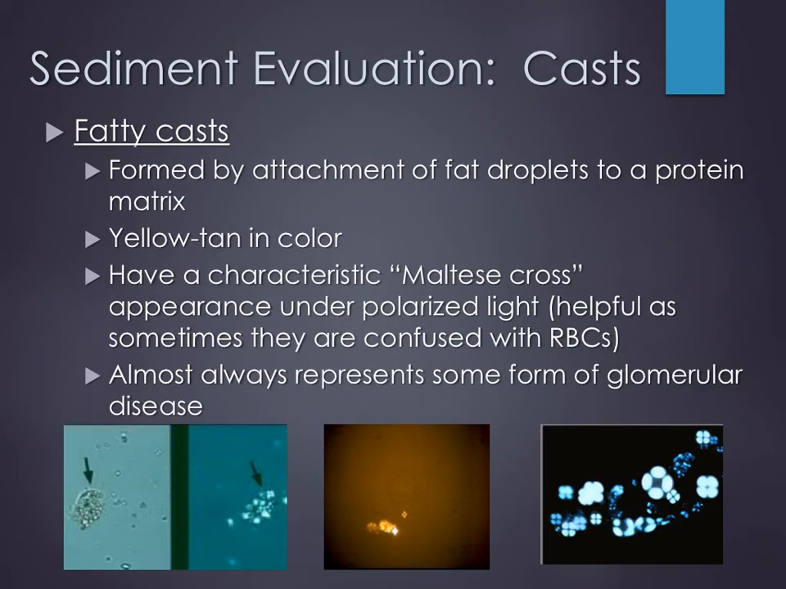The last casts that we're going to talk about are the fatty casts. These are formed by the attachment of fat droplets to the protein matrix. They're yellow and tan in color. I gave you a picture down here to show you what they look like. And they have a characteristic Maltese cross appearance when they're under polarized light. That's helpful for us to differentiate these from red blood cells seen in the urine. When you see fatty casts, it is almost always representative of some form of glomerular disease. So with fatty casts, you've got to think there's glomerular disease taking place. And you can see this characteristic Maltese cross that we're showing you there.